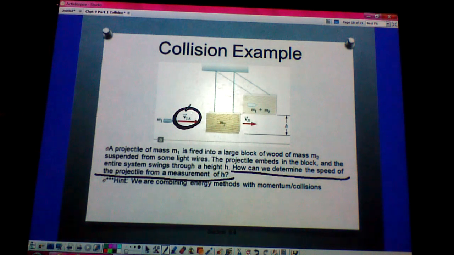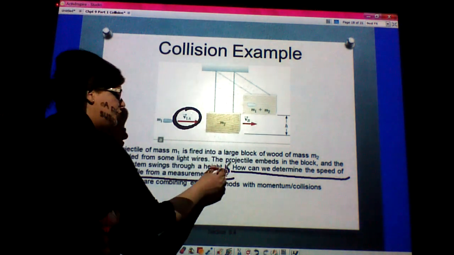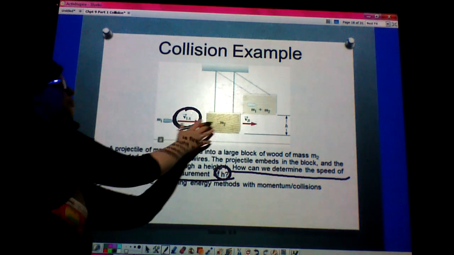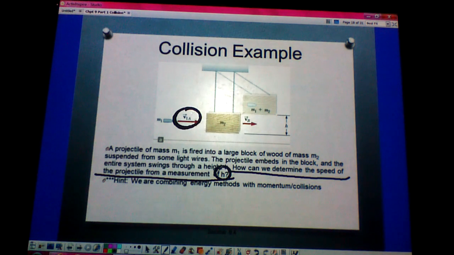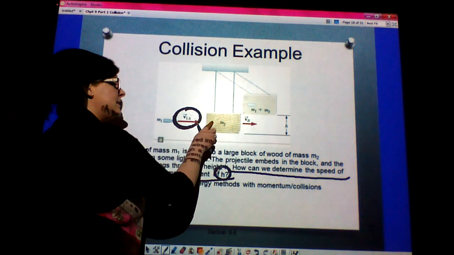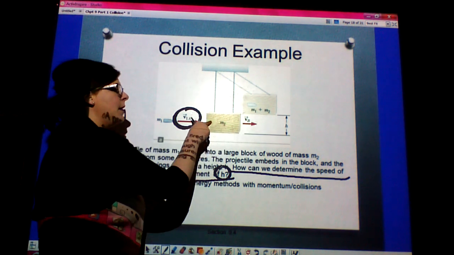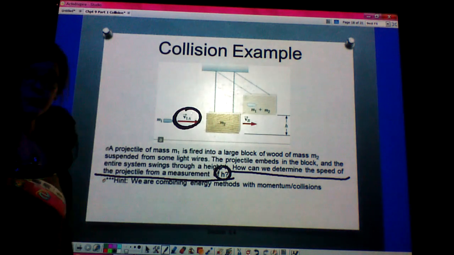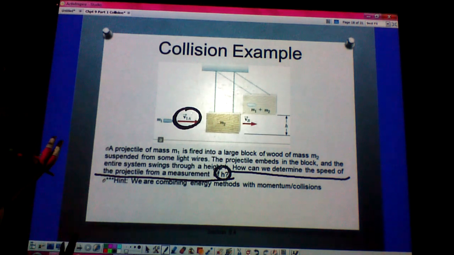And I want that also to have something to do with the height that the two masses will move together through. Okay, well, let's think about a couple of things that we know about inelastic collisions first. The one thing that I know is that once this bullet embeds in the block, they're going to move together. So their final velocity is going to be the same.